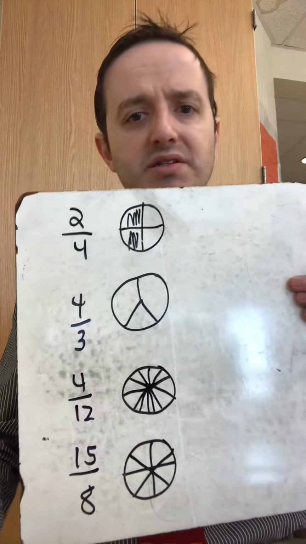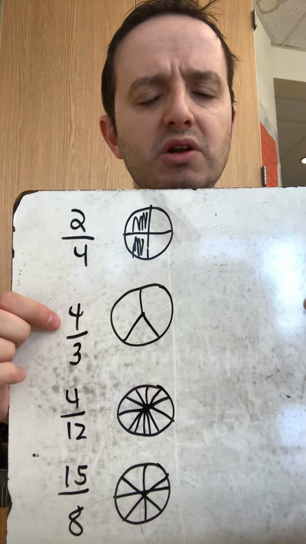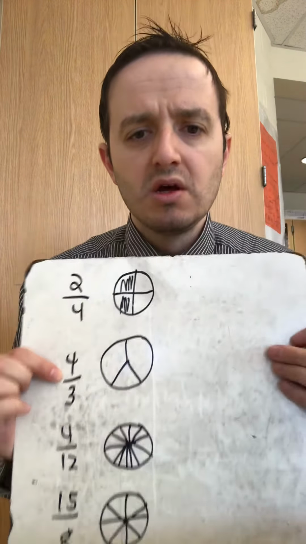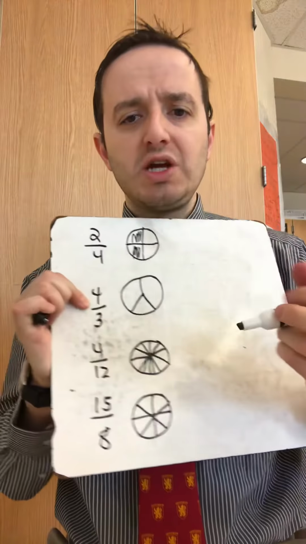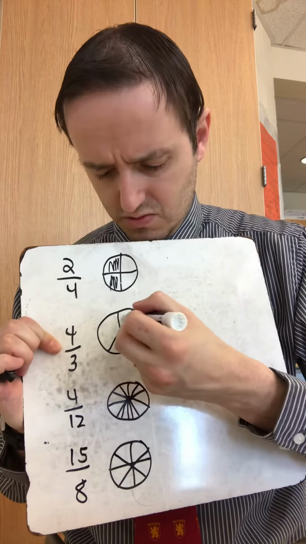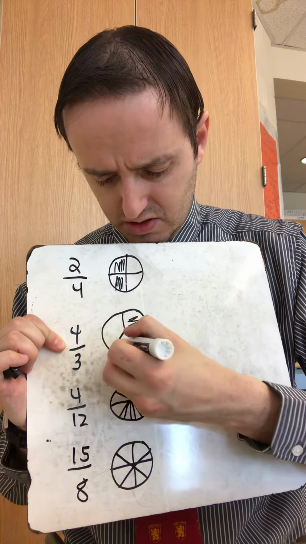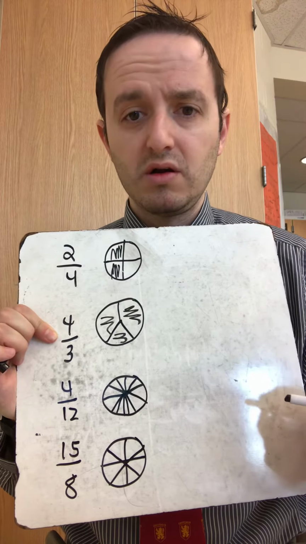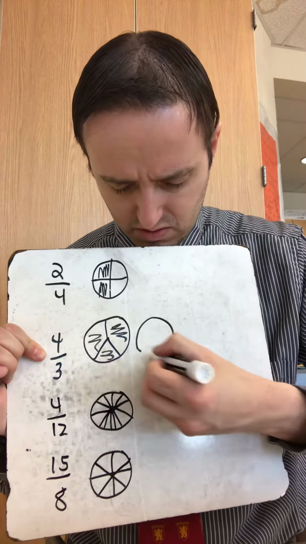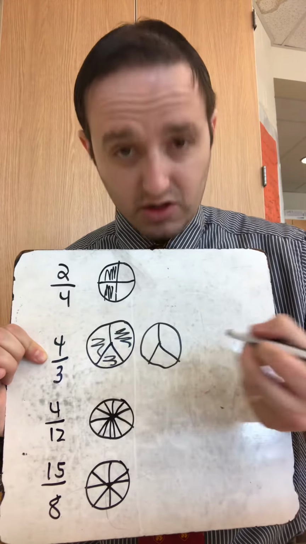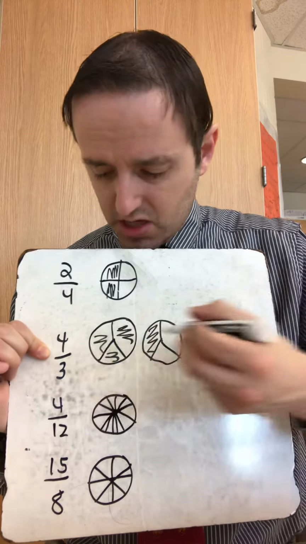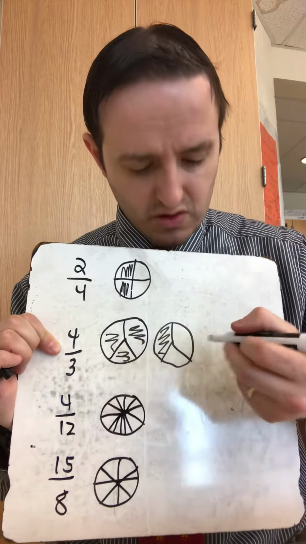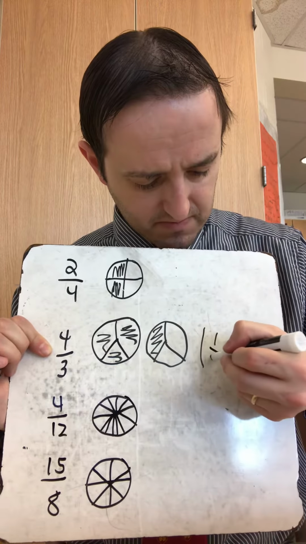But let's look at 4/3. I can tell you right now this is an improper fraction because my numerator is larger. So what I'm going to do is shade in 4 pieces. 1, 2, 3. Uh-oh, but I need 4. So what do I have to do? Well, I have to make a new circle, and I'm going to shade in 1 more piece. So we know that 4/3 is also equal to 1 whole and a third.